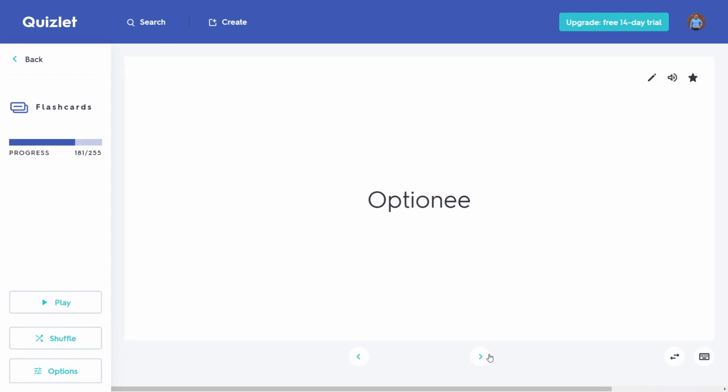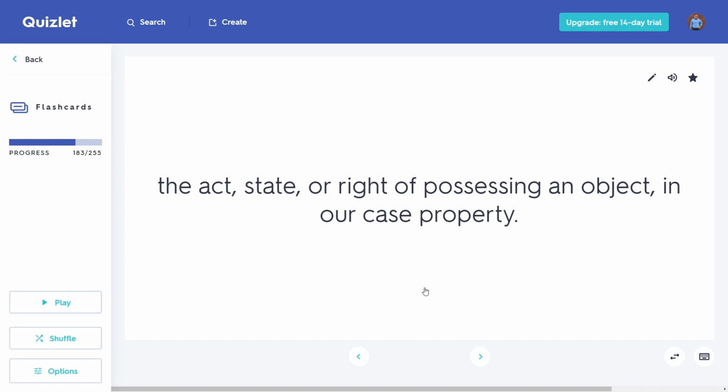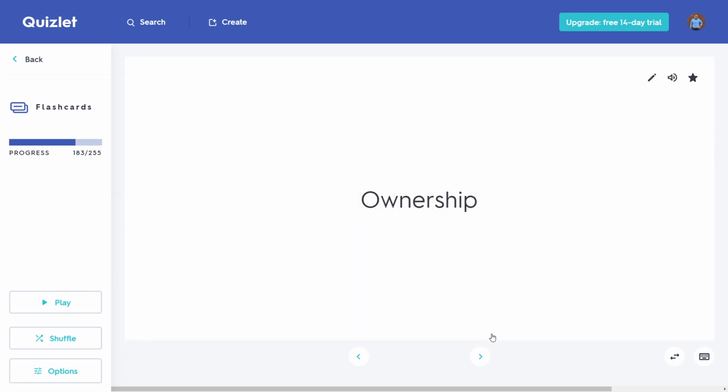So again, we're talking about the EE/OR rule, which I'm sure you guys are familiar with, but this just distinguishes the two. Okay, next one, ownership. What is ownership? It's a short one, so I'll just go ahead and flip this. Ownership is just the act, state, or right of possessing an object, in our case, of course, property. So if someone has ownership of property, that means they possess it. Simple as that.